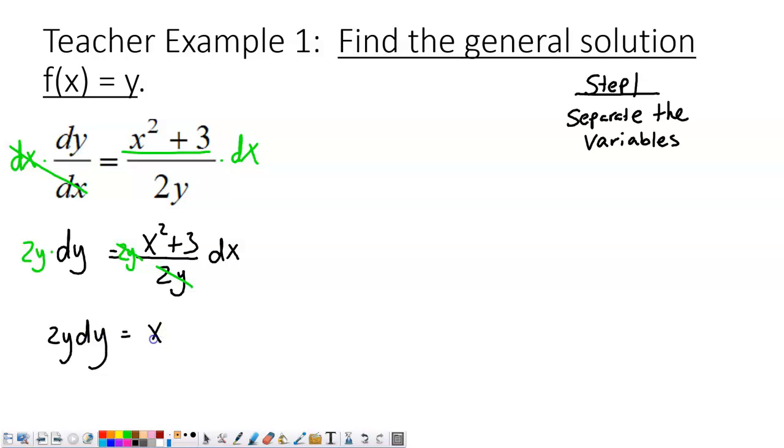On an FRQ, doing that alone is worth 1 point. So if you just do that, you've already gotten 1 point, separating the variables. Not too bad. And usually all it involves doing is putting the 2 up here and putting the dx over there. So that's almost always going to be the same. Okay? Now, let's move on to the next step. The next step is to integrate both sides.